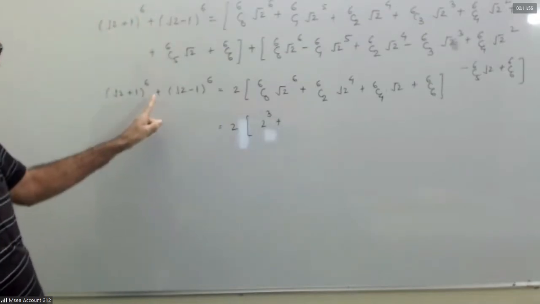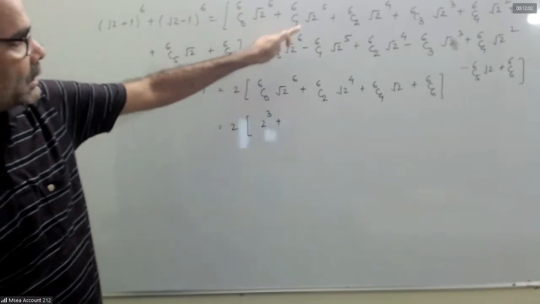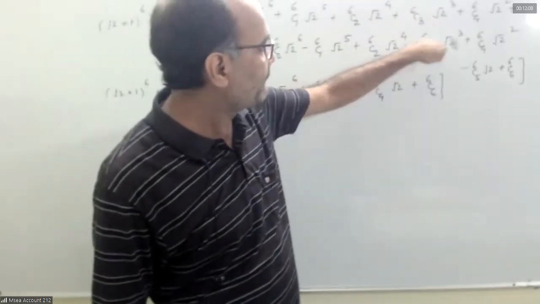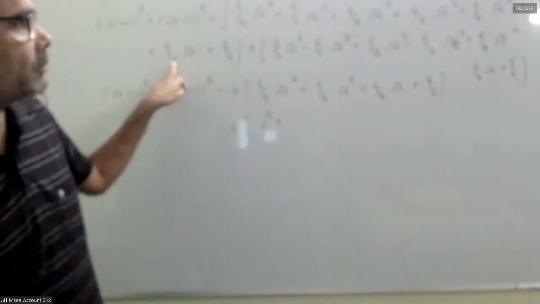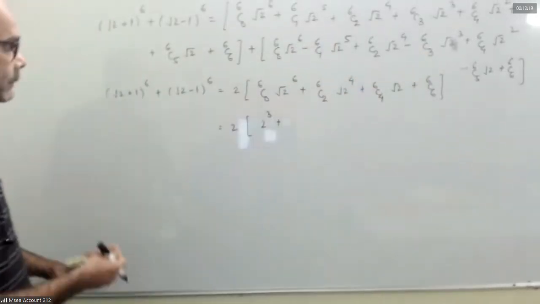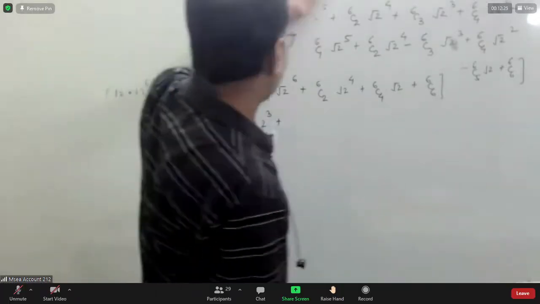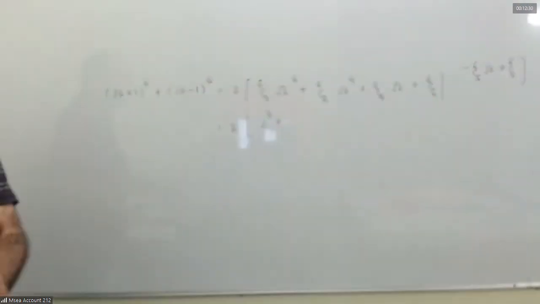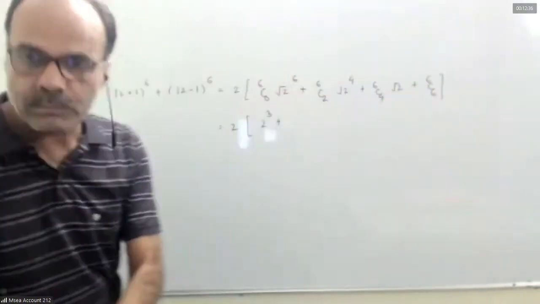Keeping that in mind, I put plus here so that the first term in both expansions will be added, the second term gets cancelled, the third term will be added, the fourth term gets cancelled, the fifth term will be added, the sixth term will get cancelled, the seventh term will be added. Keeping in mind that we want only the rational term. Any other doubt? No, sir. Okay.